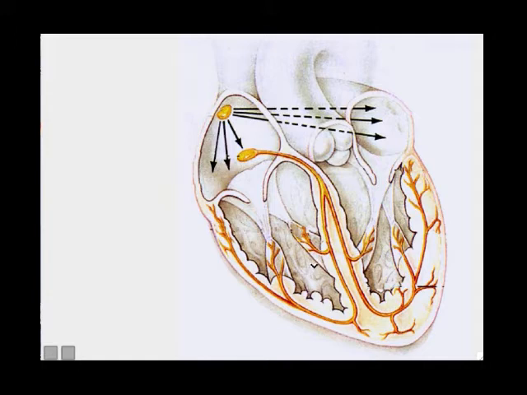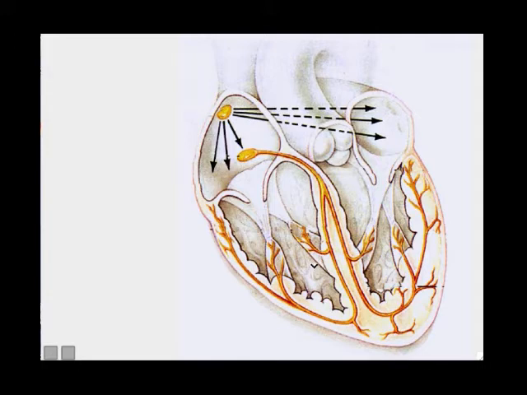So how does the heart coordinate all those contractions and relaxations of the various chambers at the right time? Here's the way it works. Inside the heart are some special tissues called the conducting tissues of the heart. Here's the definition: it's a network of cells inside the heart that generate and conduct electrical signals that cause the muscles of the atria and ventricles to contract and relax at the proper time.